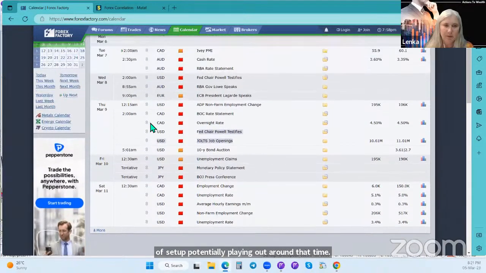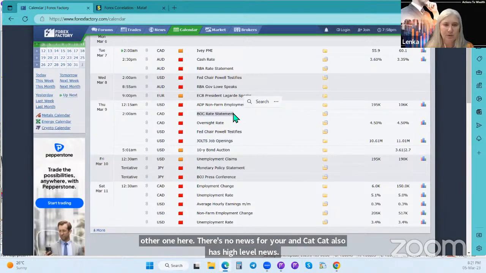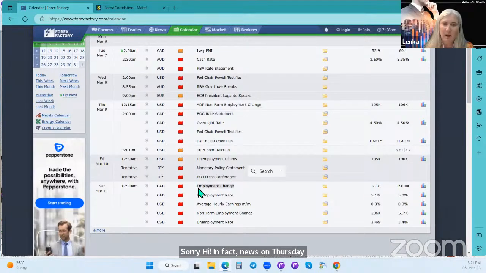There's no news for Euro. And CAD also has high impact news on Thursday and Saturday. But I'm not going to be trading Saturday, that's too late for me. So I'm just looking at pretty much Thursday for that pair. Okay.